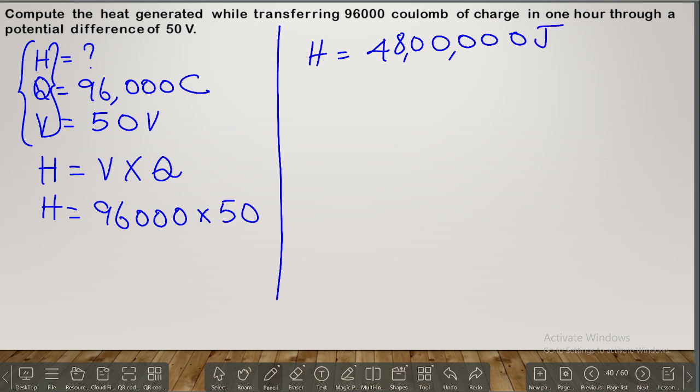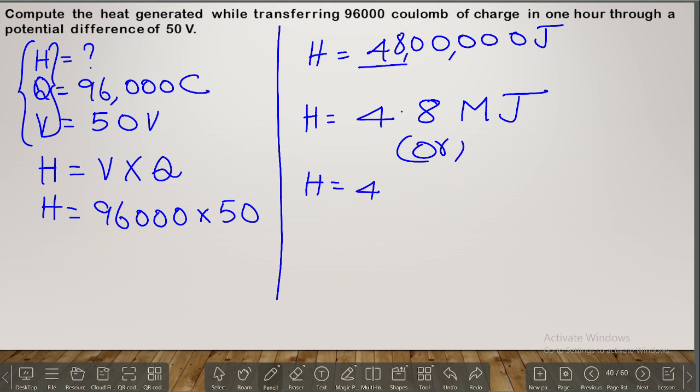48 lakh joule. But this one we should not express in this order. We can write it using a submultiple factor. Then I can write this as H is equal to 4.8 megajoule. Or if I express it in kilojoule, I can write it as H is equal to 4,800 kilojoule.